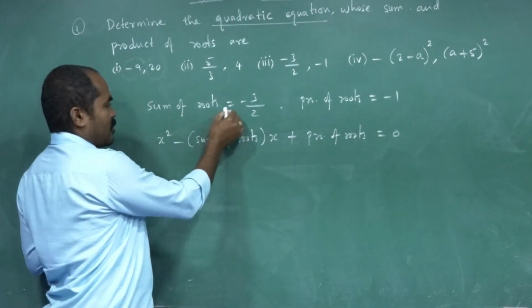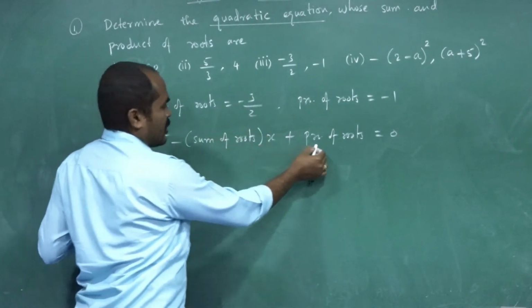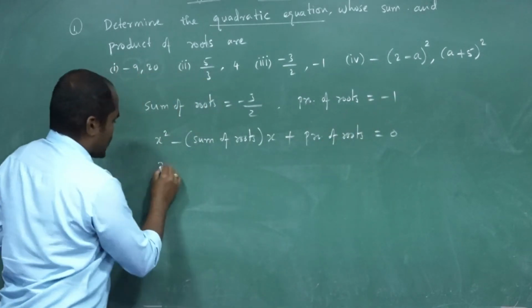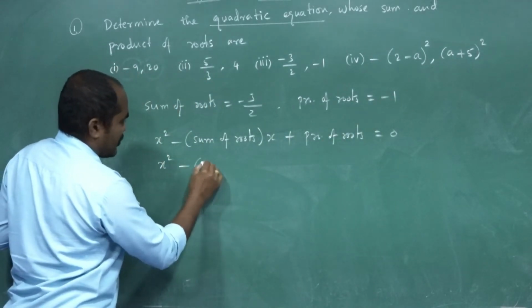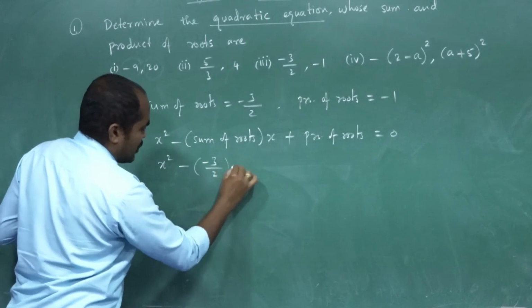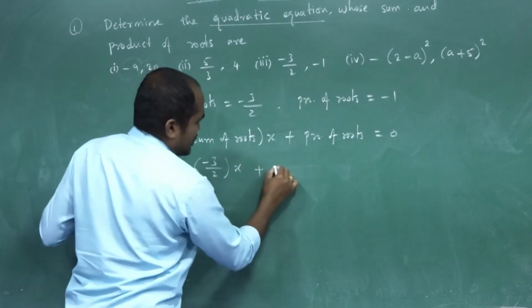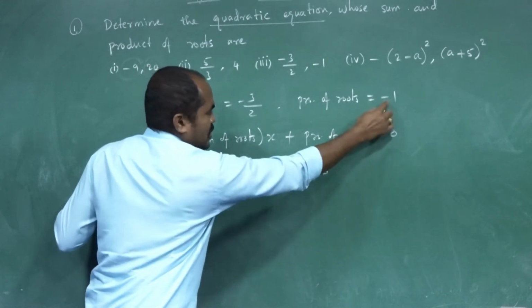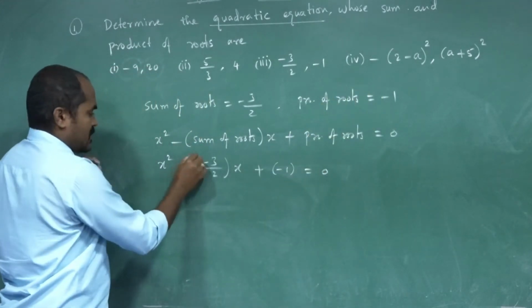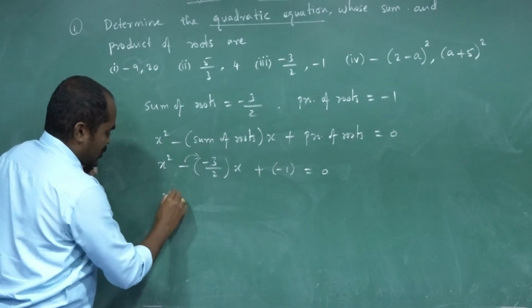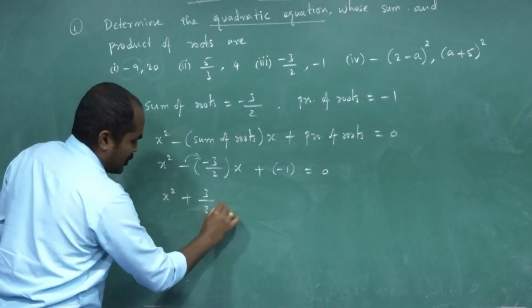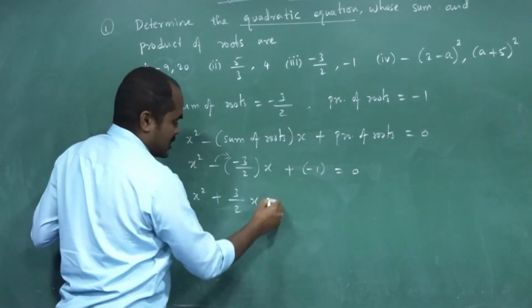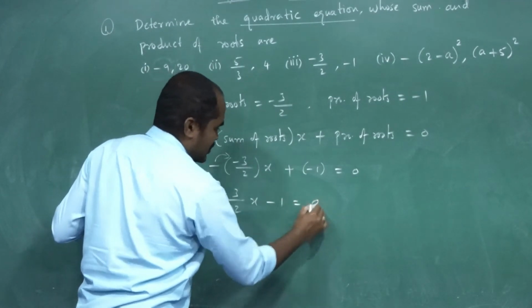So we know the sum of roots is −3/2 and the product of roots is −1. So x² − (−3/2)x + (−1), because the product of roots is −1. So minus of minus is plus, so x² + (3/2)x − 1 = 0.